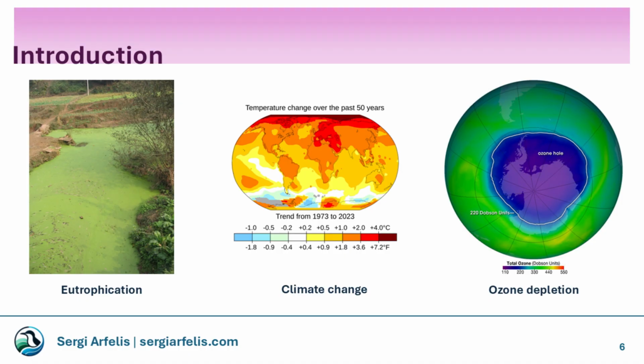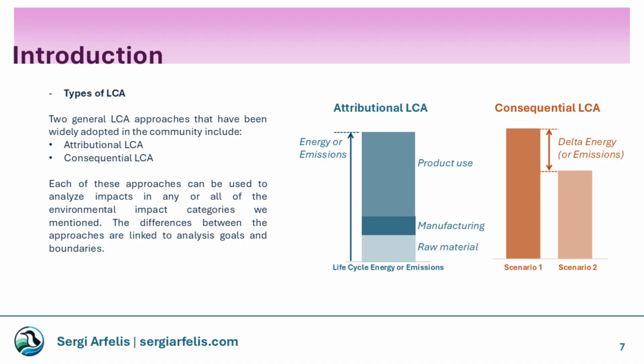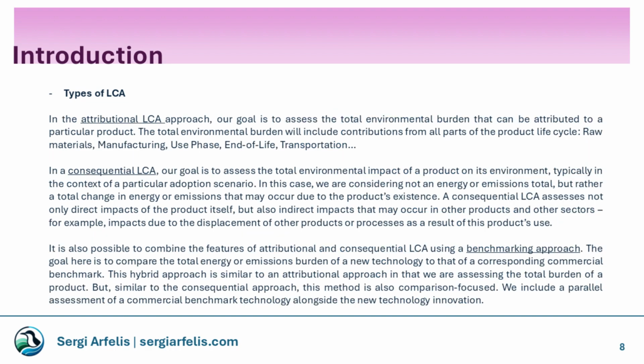reputation for sustainability. Let's talk about two main approaches in life cycle assessment, or LCA: Attributional LCA and Consequential LCA. Understanding the difference between them is important for companies making decisions about sustainability. In an attributional LCA, the goal is to measure the total environmental impact that can be assigned to a specific product or service. This approach looks at the entire life cycle of the product as it exists today, using average data from the current supply chain.